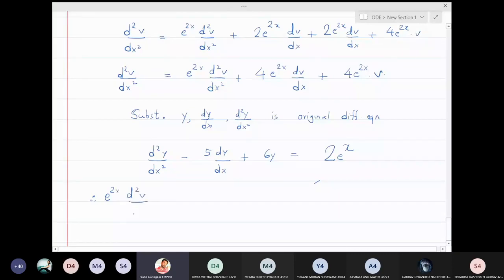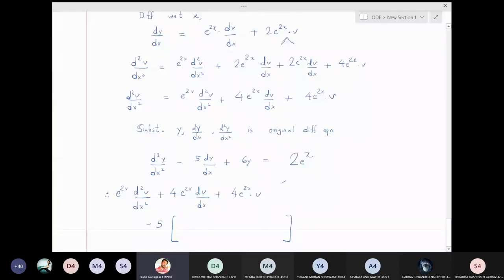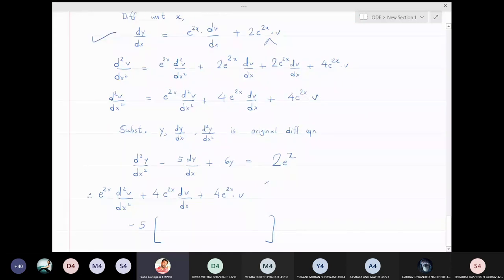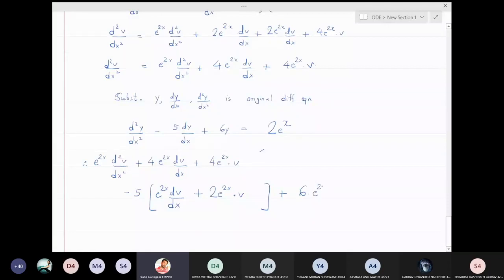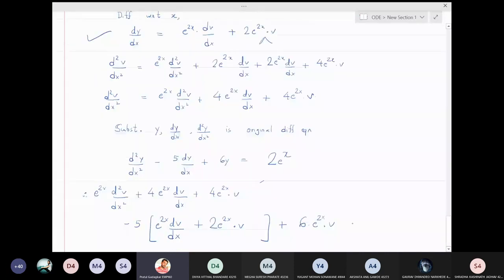Therefore, we will get e raised to 2x d2v by dx square plus 4 e raised to 2x dv by dx plus 4 e raised to 2x into v, minus 5 times dy by dx. What is dy by dx? dy by dx is this: e raised to 2x dv by dx plus 2 e raised to 2x into v, plus 6 times y. What is y? y is e raised to 2x into v. This is just y, right? Am I right? Yes. So y is only e raised to 2x into v, equal to 2 e raised to x. This is the right hand side.